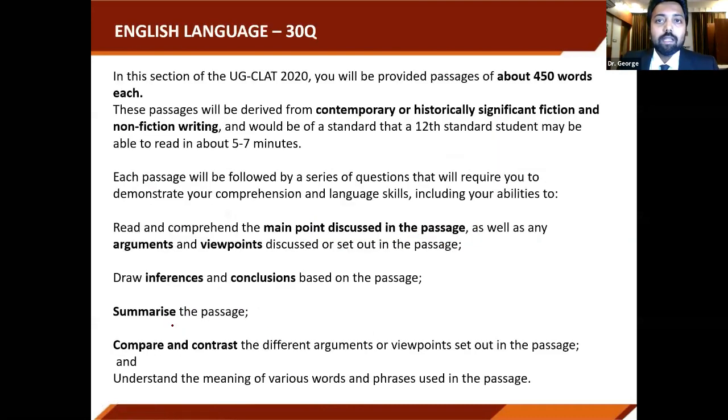So as you can see, English language. What I've mentioned here is actually the 30Q.